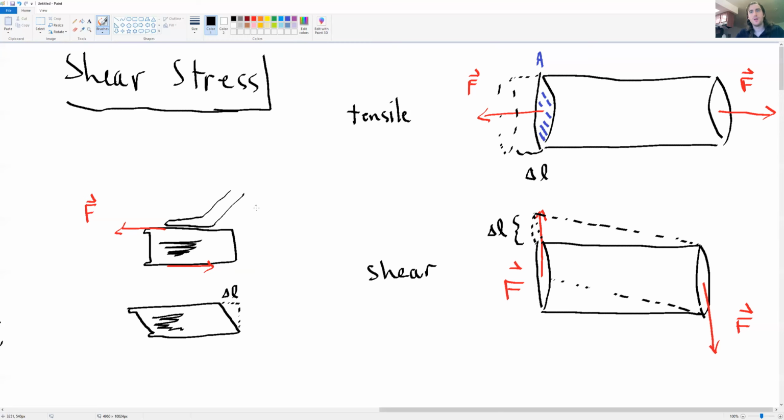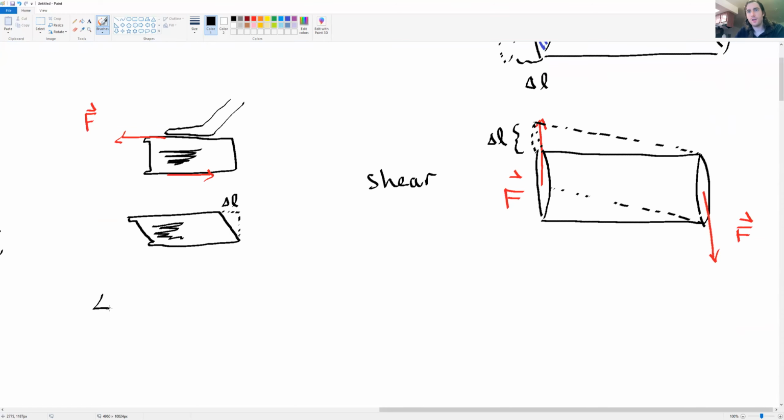And the way we describe that amount of kind of shear elongation is the following. Very similar to what we've seen before. The book presents this equation here.